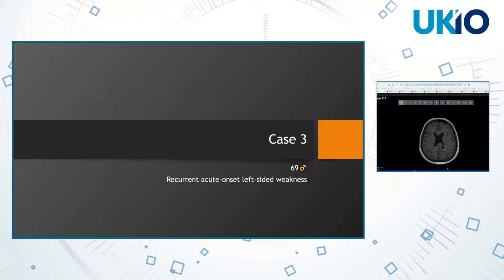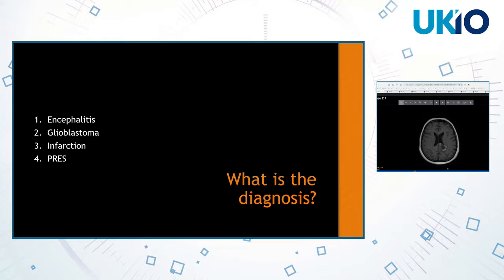Great. Okay, let's go on to the next case. So this patient, a 69-year-old male, presents with recurrent acute onset left-sided weakness. And the questions for those watching at home are again going to be, what is the diagnosis? Okay, so I will share my screen again.